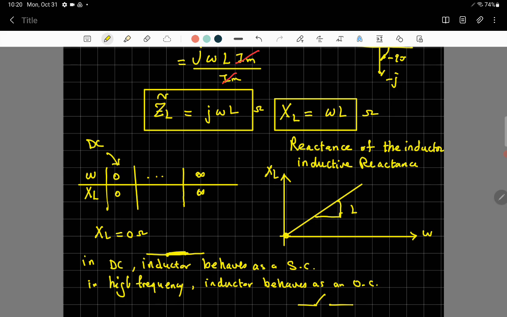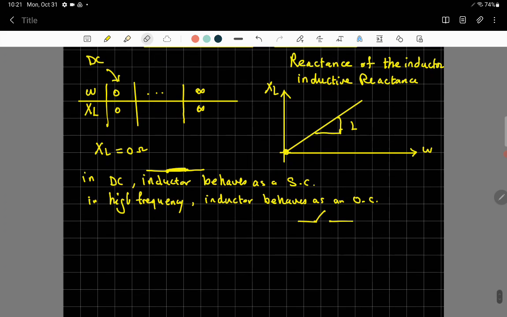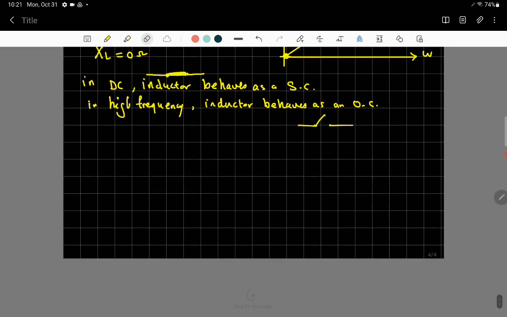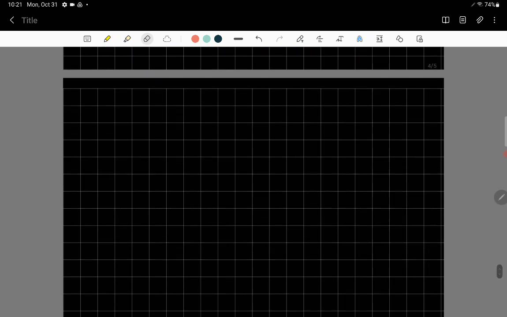Remember that the impedance of the inductor depends on the frequency and depends on the value of L. So every time you're increasing the frequency, the impedance increases. You increase the value of L, the impedance increases, okay? And you can deal with the impedance as a complex resistance. Let's take a numerical example.